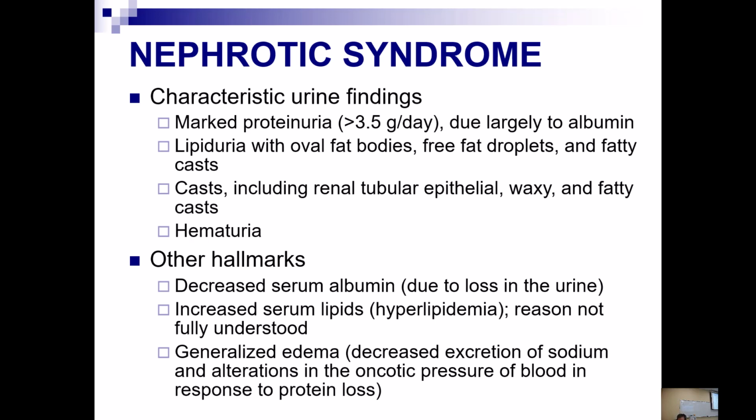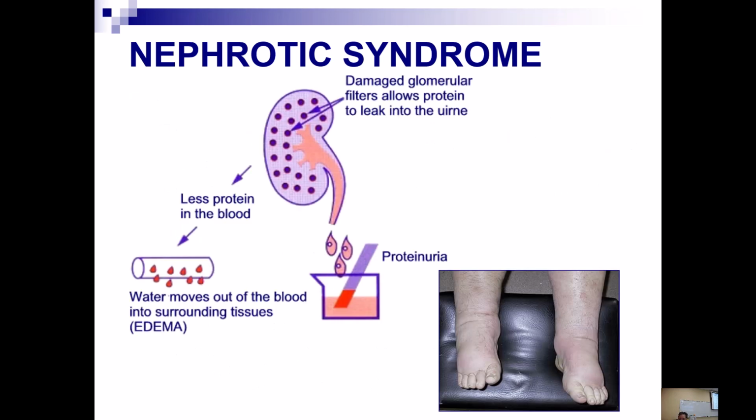We see increased serum lipids, hyperlipidemia. We don't really fully understand the reason for this, but we see not only lipids in the urine, but increased lipids in the serum. And then generalized edema. So because of decreased excretion of sodium and alterations of that osmotic pressure of the blood in response to the protein loss, we're going to have generalized edema in the body.